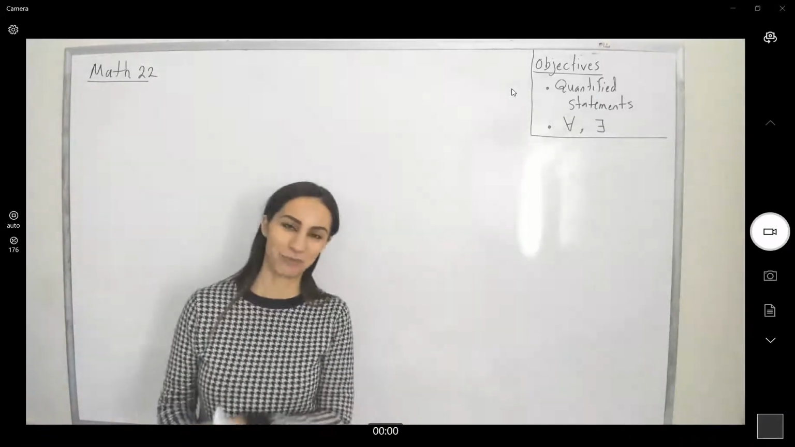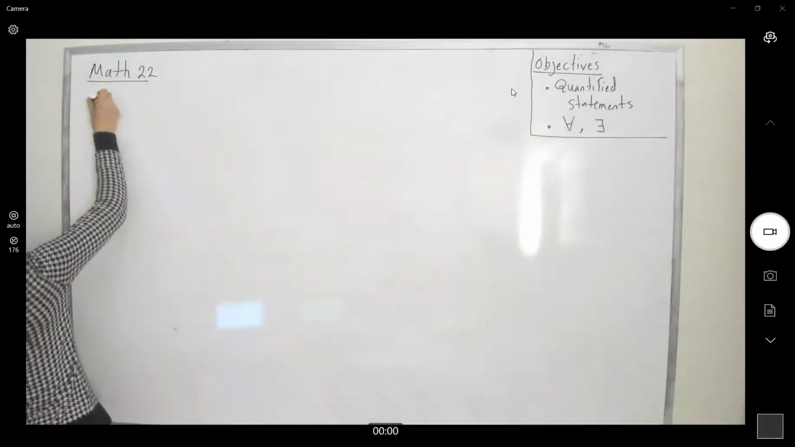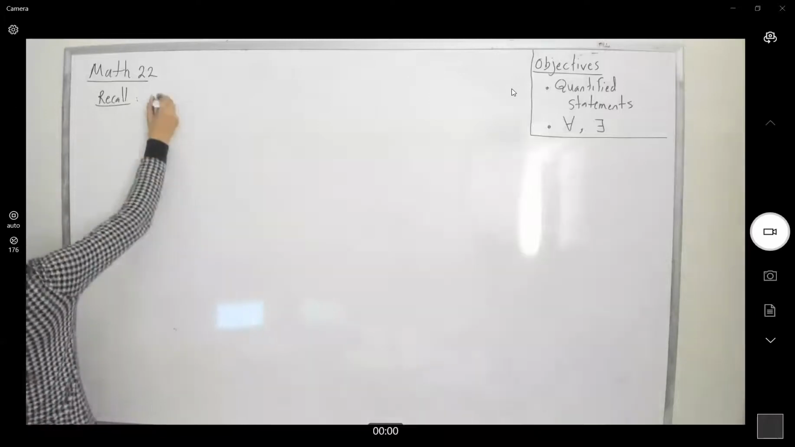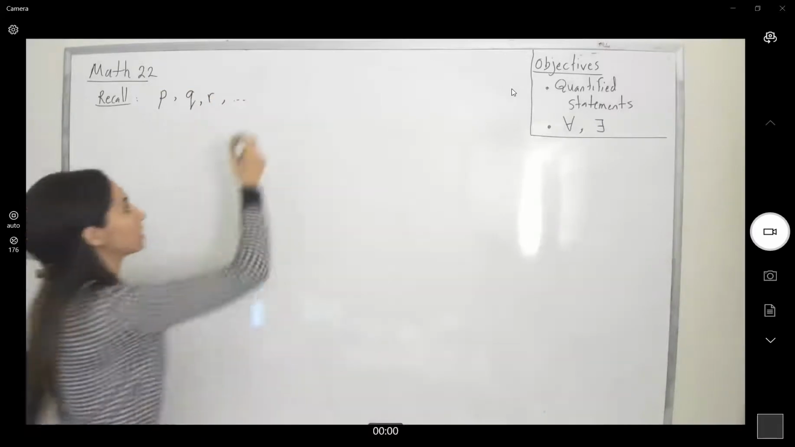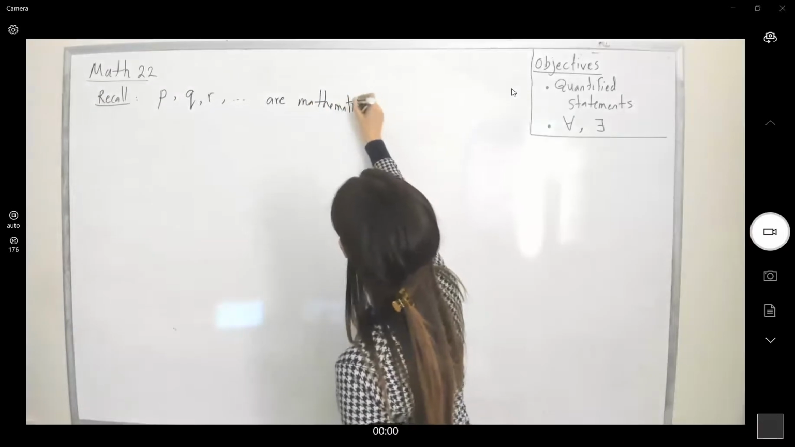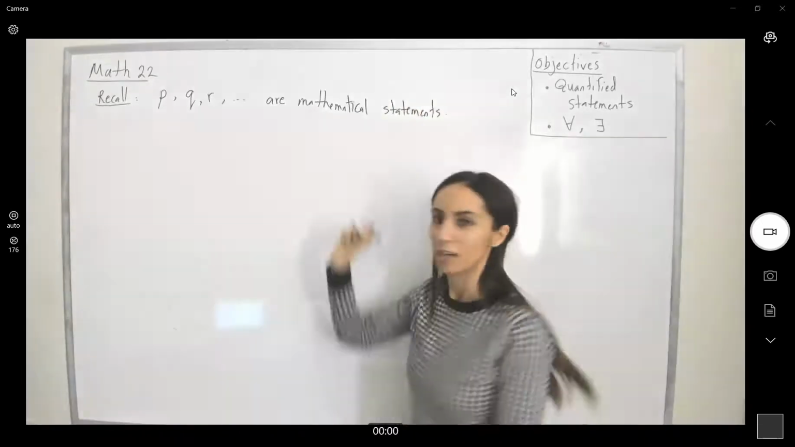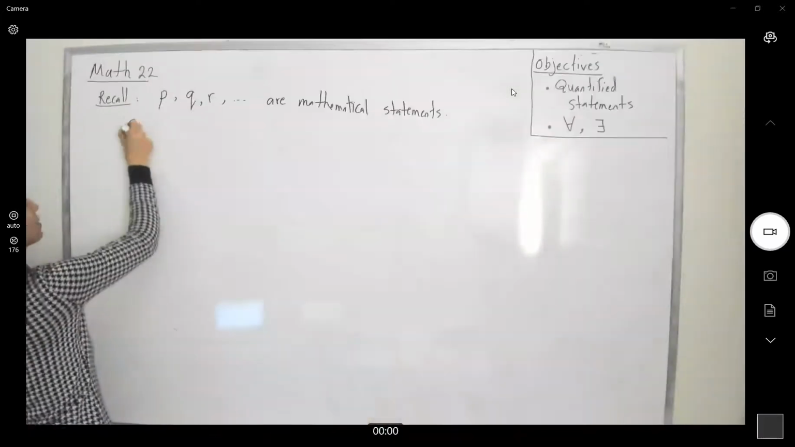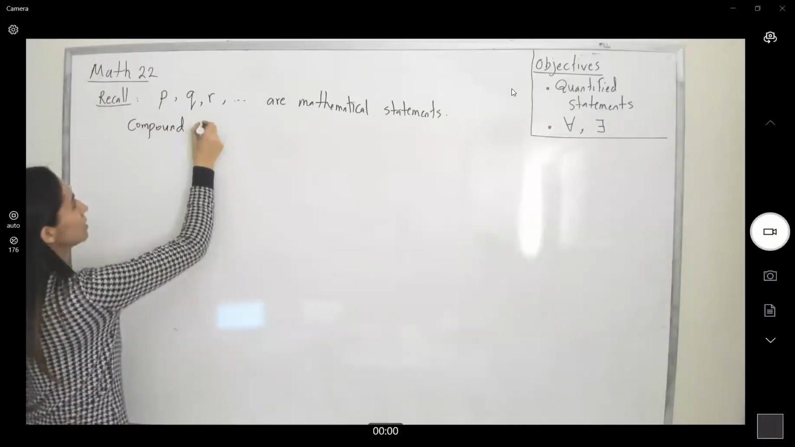So, what we learned so far? Let us recall that. We started talking about mathematical statements. We said that suppose P, Q, R, and the rest of them are mathematical statements. We introduced some connectors or operators to define compound, or more complicated, statements.